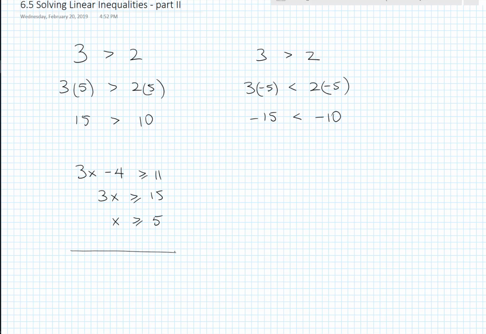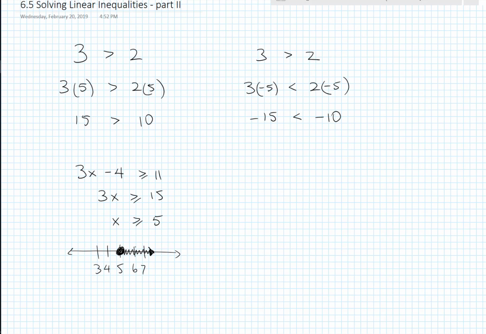If I graph that solution, I can put the 5 in the middle and a couple tick marks either side, so 3, 4, 5, 6, 7. I'll have a solid circle because it's greater than or equal to, and I'll shade everything in to the right. Now, when I check my solution, I can check 5 to make sure that the left-hand side and the right-hand side of the original statement are equal. So 3 times 5 is 15 minus 4 is 11. So I get an 11 on both sides. So I know I've got the right boundary value.